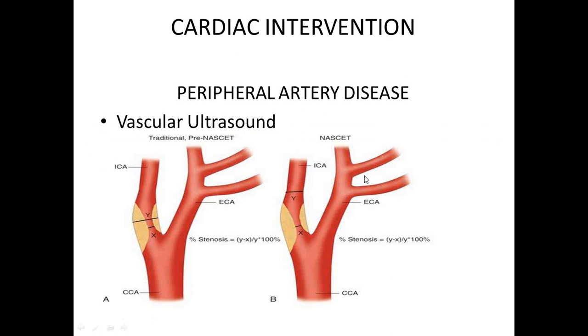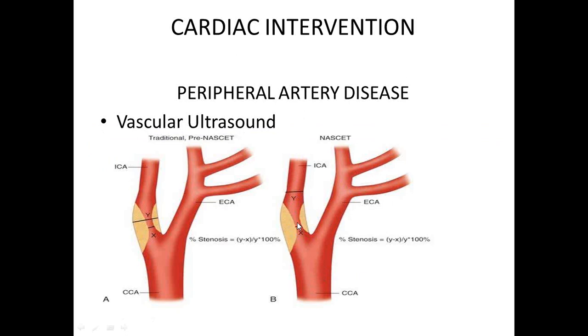When we determine the degree of obstruction or degree of stenosis, this is your common carotid, and the common carotid is going to split to give you an internal carotid artery and an external. Usually the external carotid artery is going to have branches in the face, whereas the internal carotid artery is not going to branch until it gets into the brain. Okay, this is your internal carotid artery.